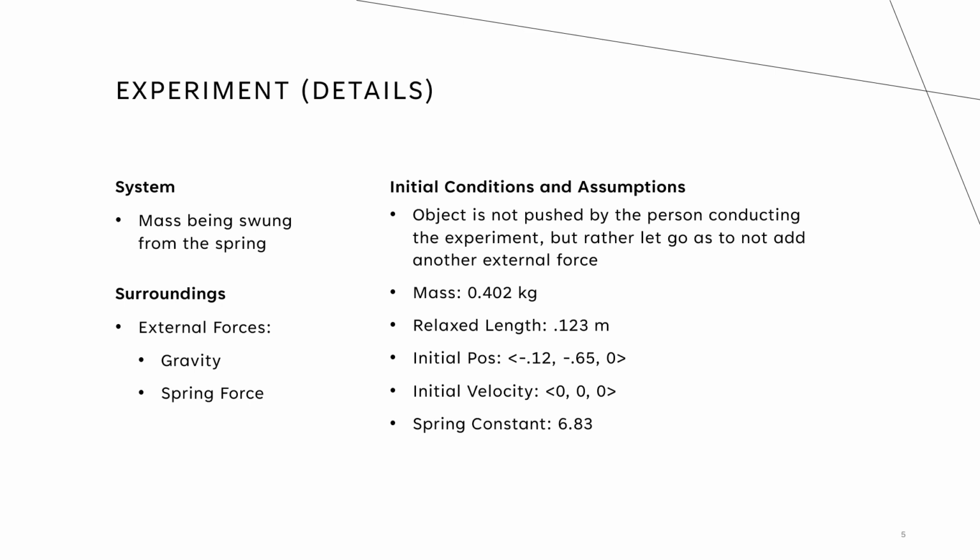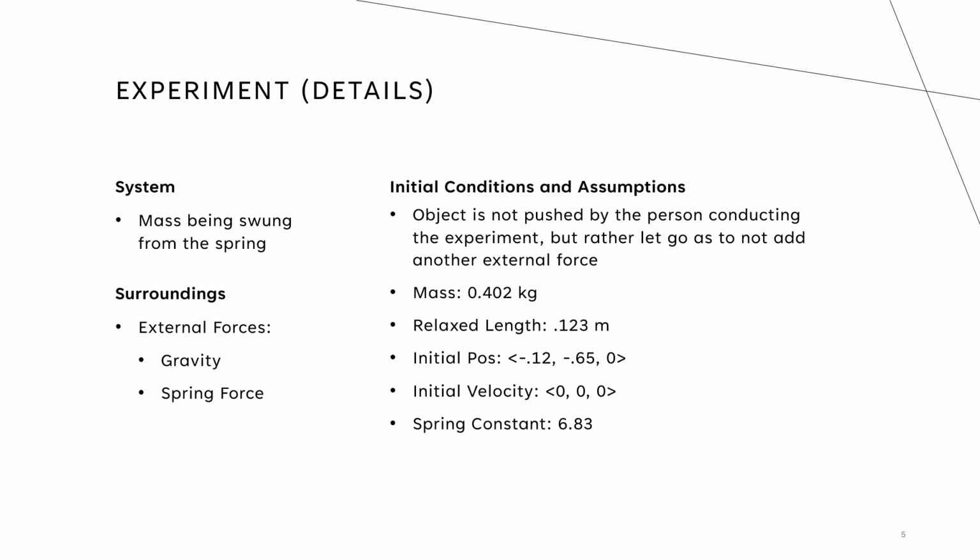Details of our experiment. The system consists of a mass being swung from the spring, as we saw on the previous slide, and the surroundings being the external forces of gravity and the spring force. We made sure to let go of the spring rather than push it, so that it doesn't have an initial velocity. Now for our initial conditions and assumptions. Our object is not pushed by the person conducting the experiment, but rather let go, so as to not add another external force, as I mentioned just now.